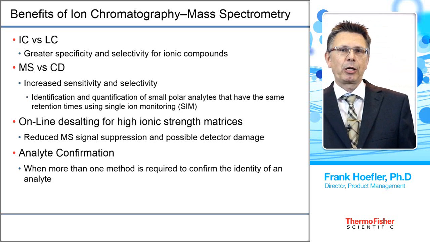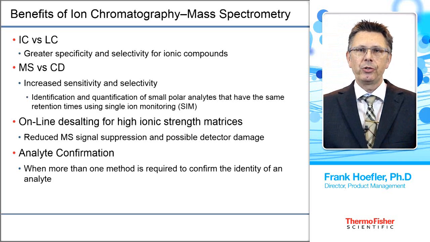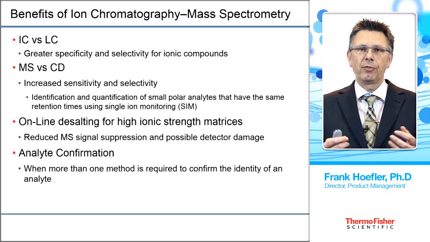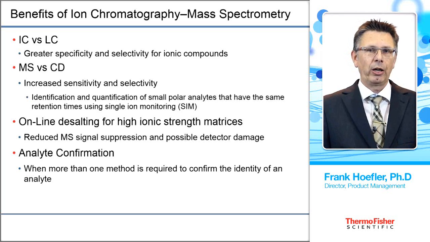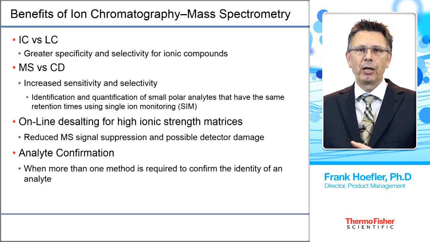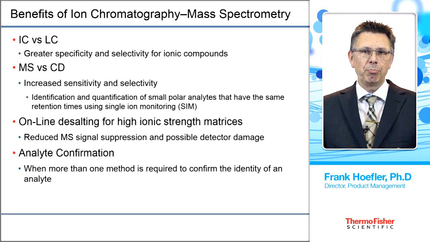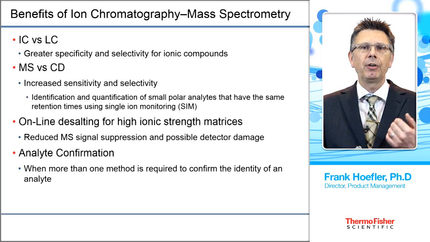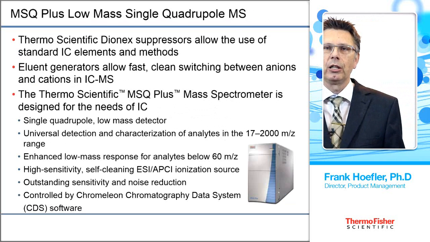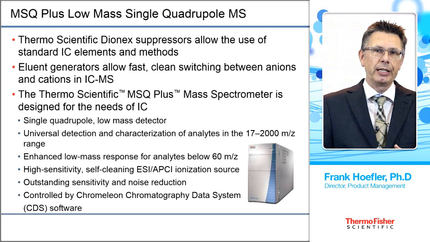Why are we using mass spectrometric detection? One of the major reasons is analyte confirmation. We want to really ensure that the analyte which is eluting from the ion chromatographic column is the analyte we are suspecting. And conductivity detection is a very universal technique which detects all ionic compounds. The MS here gives us additional information like the mass to charge ratio of the certain peak, which then helps us to identify and confirm that peak. Let's move on to the next slide and talk a little bit about the mass spec we are using here.